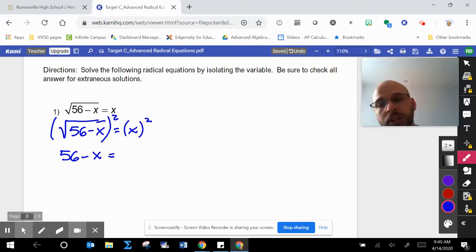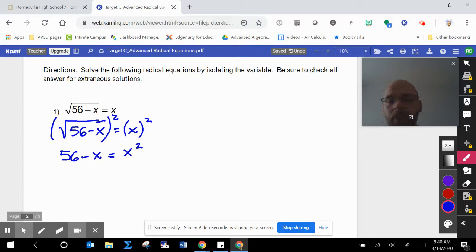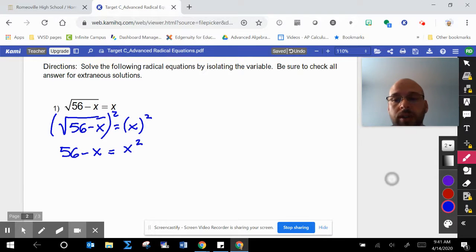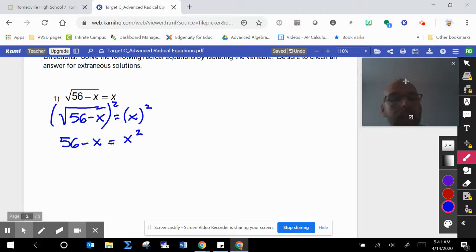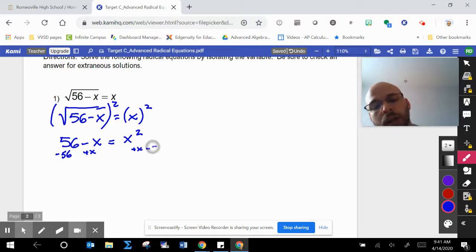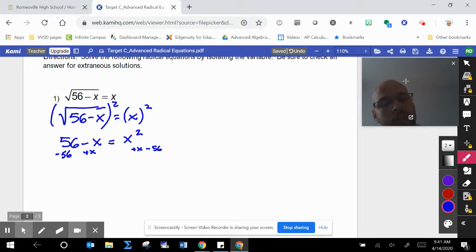Now on the right-hand side, we did square the right-hand side. So now I have x squared. All right, so now what I'm going to do at this point is bring all of my variables to the same side as my x squared because I have a quadratic, and we know how to solve a quadratic. We're going to get it equal to 0. So I'm going to subtract the 56. I'm going to add the x, right? So I'm going to add the x, subtract the 56 over to the other side.